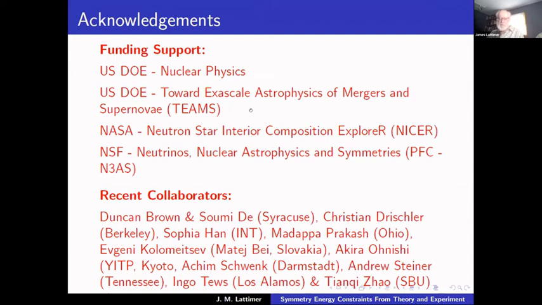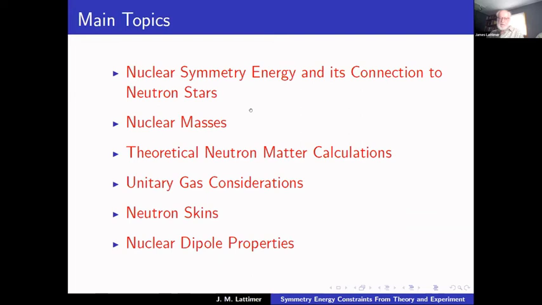The main topics I'd like to address are, just to be firm, to define the nuclear symmetry energy and how it's related to neutron stars; constraints on the symmetry energy coming from experiments such as nuclear masses, dipole properties and neutron skins; theoretical neutron matter calculations and their predictions for the symmetry parameters; and unitary gas considerations. Then finally I'll try to summarize the current state of understanding, and what future experiments can hope to help with.